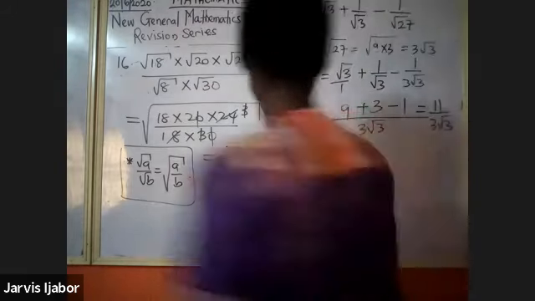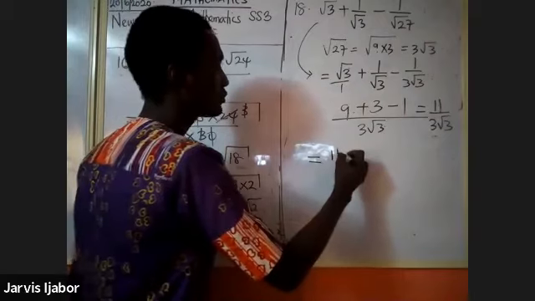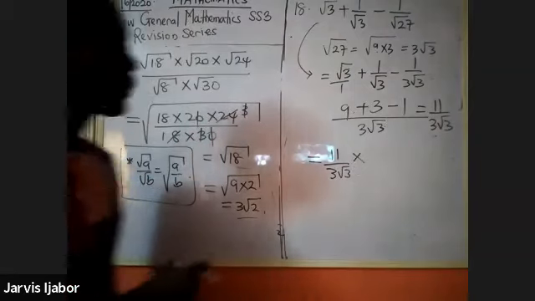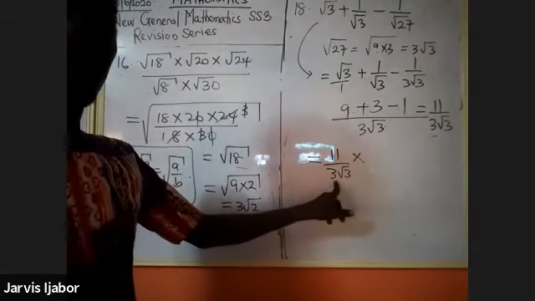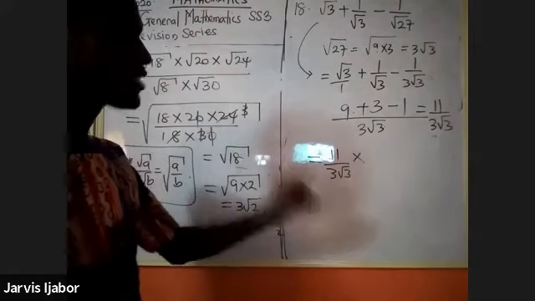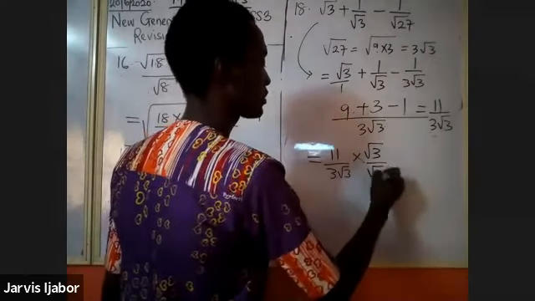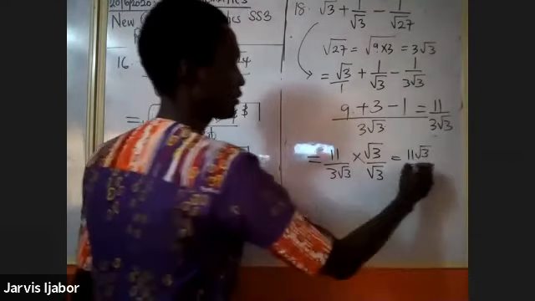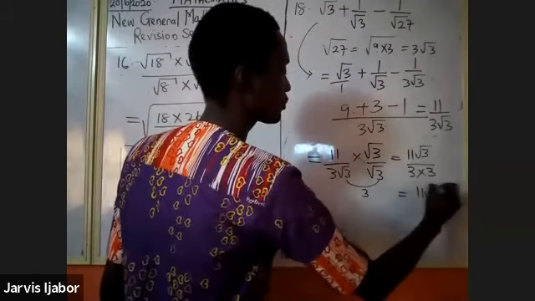Now, this is where I want to make a very, very important observation. How do we treat 11 over 3 root 3? We say we multiply the top and the bottom by the surd. Please, not with the surd and its coefficients. You multiply top and bottom by the surd, not by the surd and its coefficients. So this will now be what? Times root 3 over root 3. So this will now give you what? 11 root 3 over 3 times, remember that this will become what? 3 times 3. And that will give you 11 root 3 over 9.